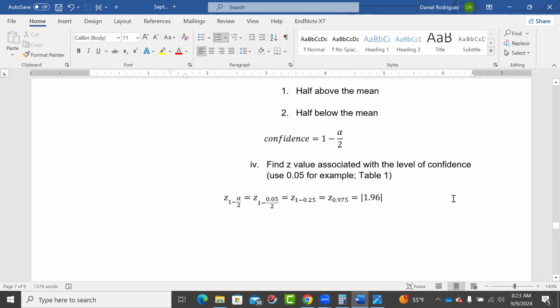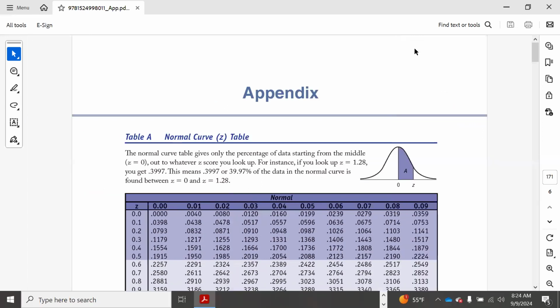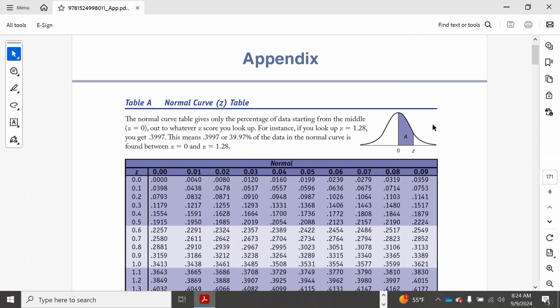So let's, I need to bring up this. So I'm going to pause for 1 second. Yeah, I had to pause for a second because I need this table for us to complete the work. So this is a table that shows us the area under the curve between 2 points, 0 and whatever our z value is, right?